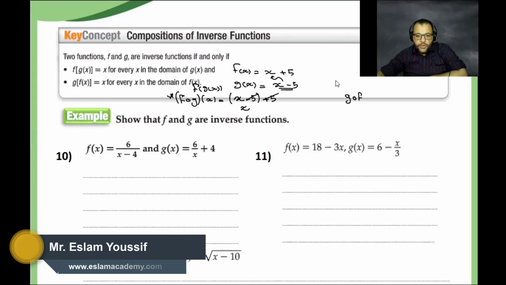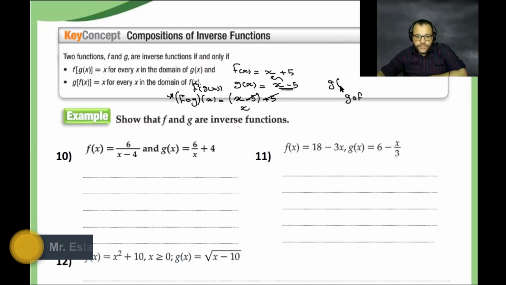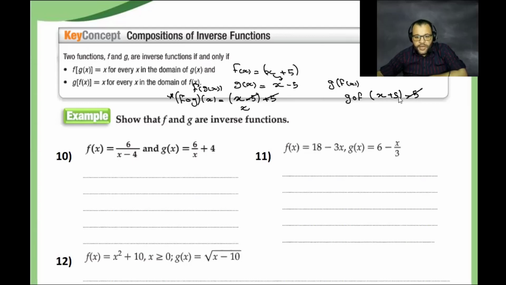If you use g o f, it means we need to find the value of g by using the function f of x. How can we find it? That's f of x, I will replace it here. So x plus 5 minus 5. You can cancel the negative 5 and the positive 5, so the answer now will be x. You will find the same answer here.